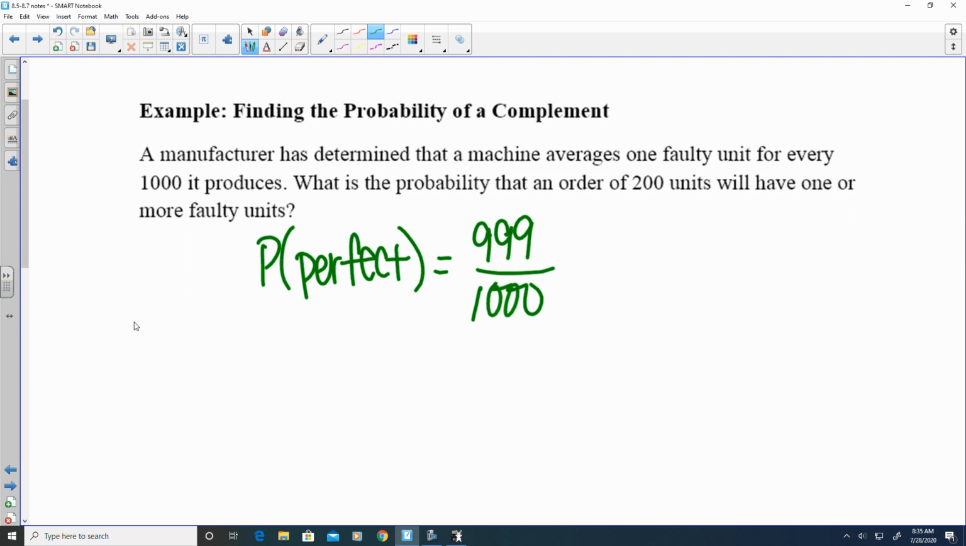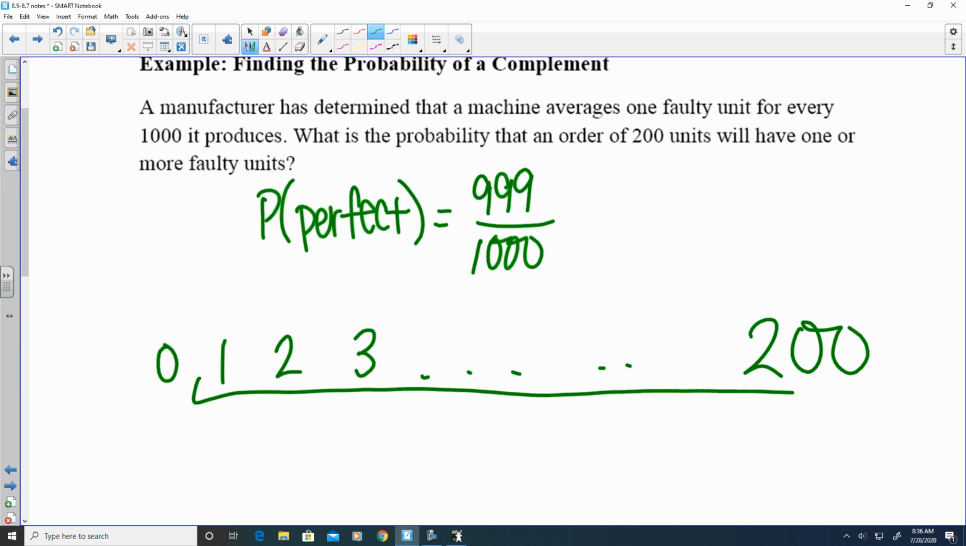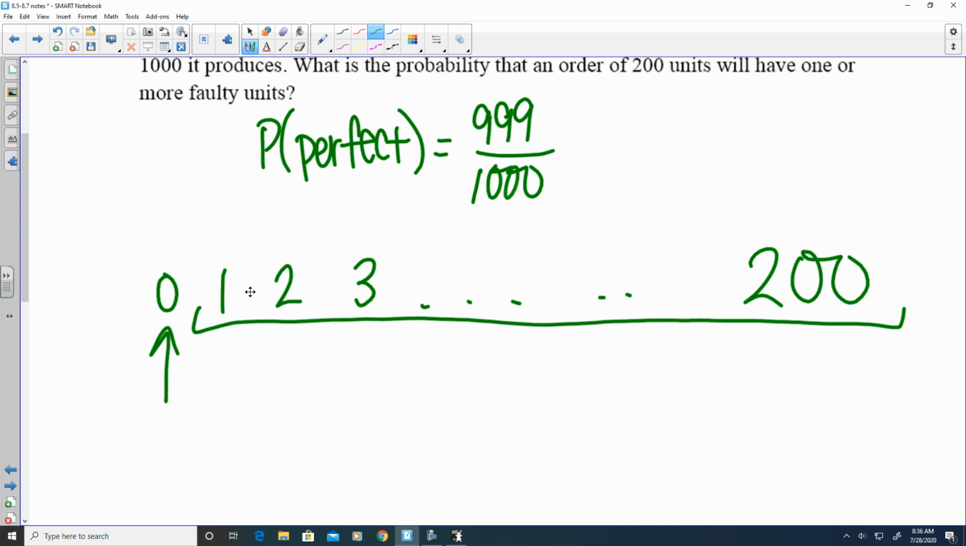So in my sample space of the 200 units, 1 or more, so we have 0, 1, 2, 3, all the way up to 200. If I'm trying to find the probability that 1 or more units are faulty, it's going to be a lot faster for me just to find the probability that there are no faulty units and find the complement. Because 0 and 1 through 200, those are complements. They complete the sample space. So if I just find that 0, it's going to be a lot easier than finding 1, then 2, then 3. That would take all day.